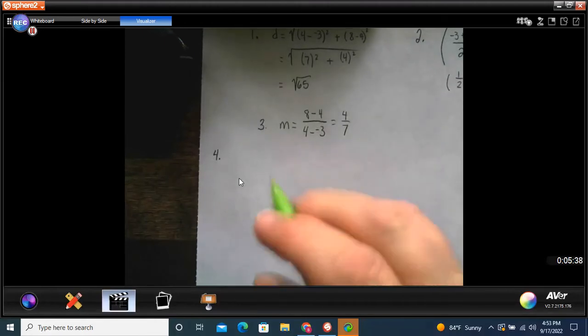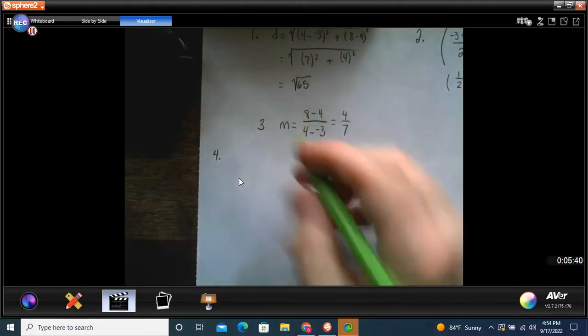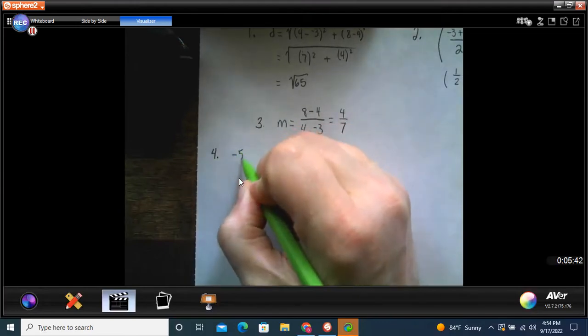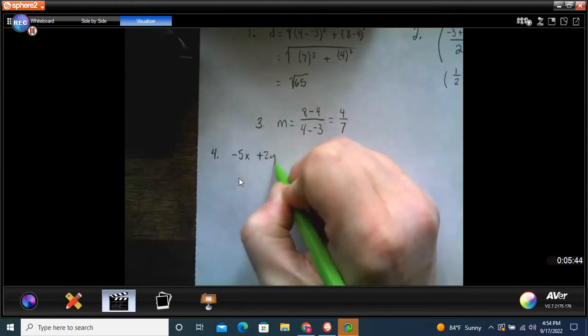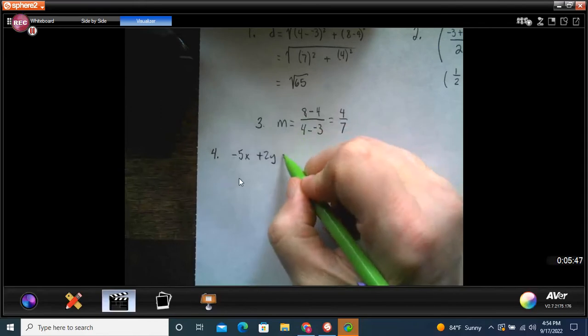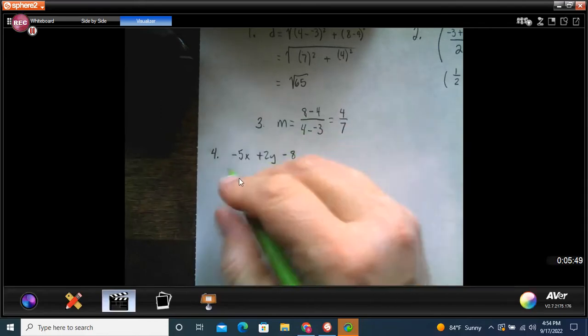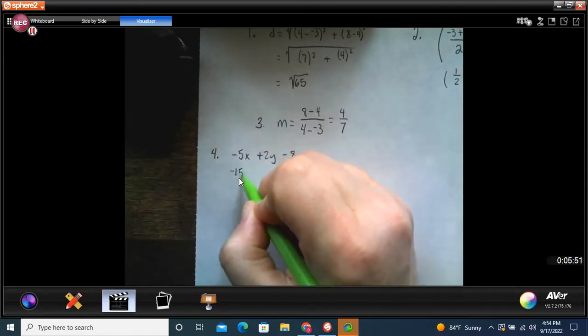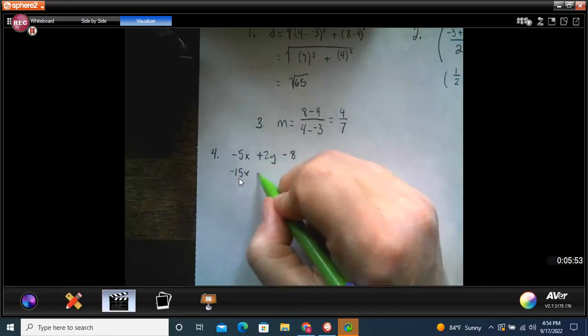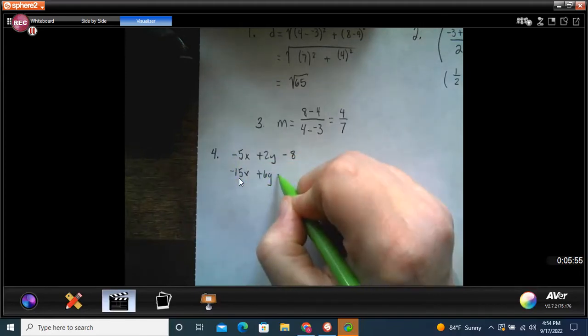We have negative 5x plus 2y equals negative 8. We have negative 15x plus 6y equals 10.